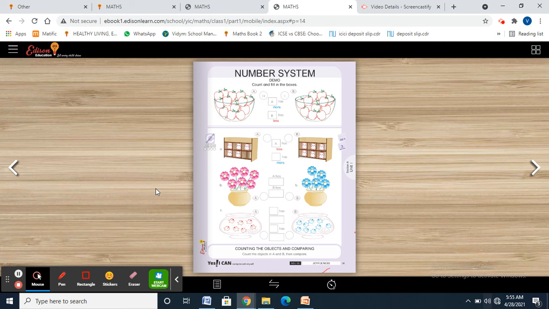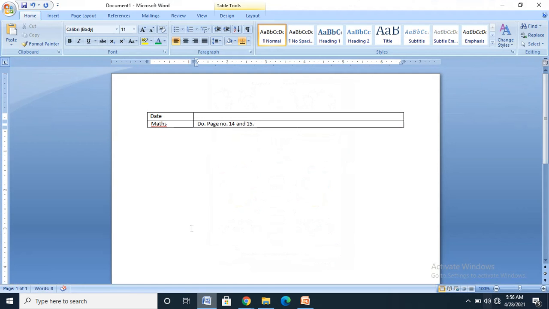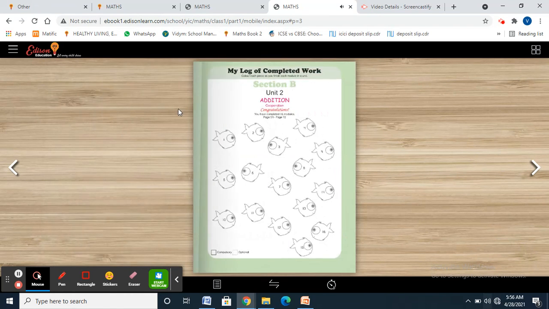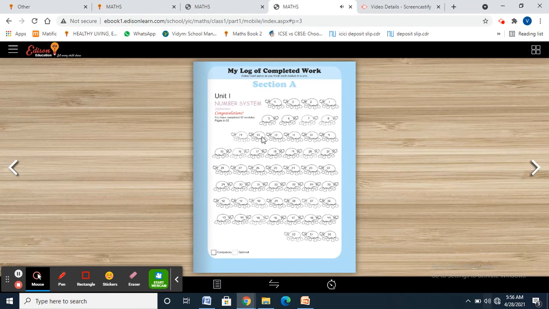Now it's time for your diaries, so please take out your diaries everyone. You're going to mention the date, and after the date, the subject: Maths, do page number 14 and 15. Do complete your work, and we are completing till module 10. You're going to color your turtles till 10. We have completed till 10. Yes or no? Yes. And you're going to do page number 14 and 15.